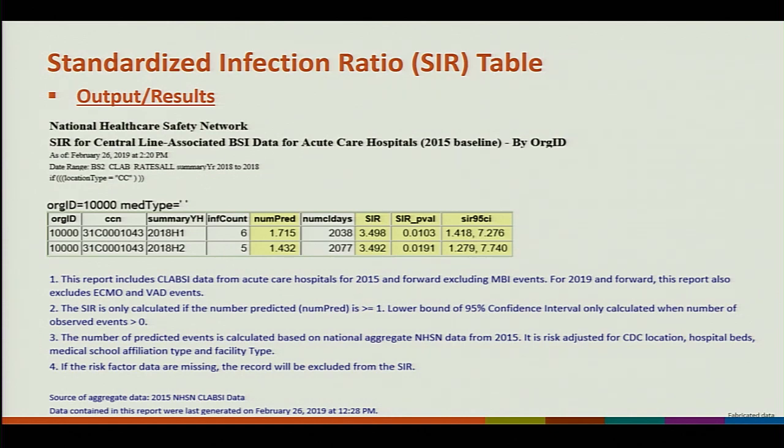And at the bottom is the source of the aggregate data and when was the last time you generated your data sets. So if you're looking at the report and you feel that your central line data count is off, or your number predicted, or even your infection count is not what you remember putting in, if you look at the bottom, you'll be able to see when's the last time you generated your data sets.